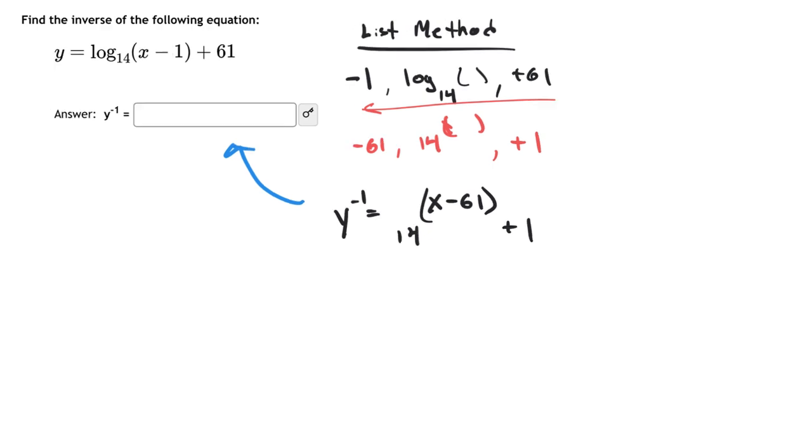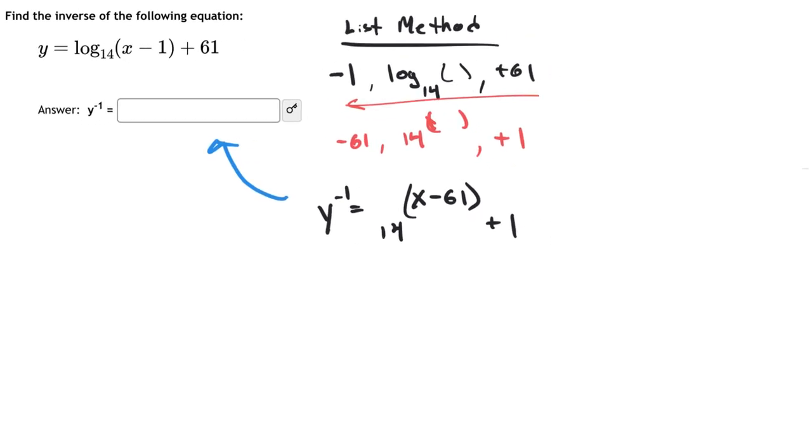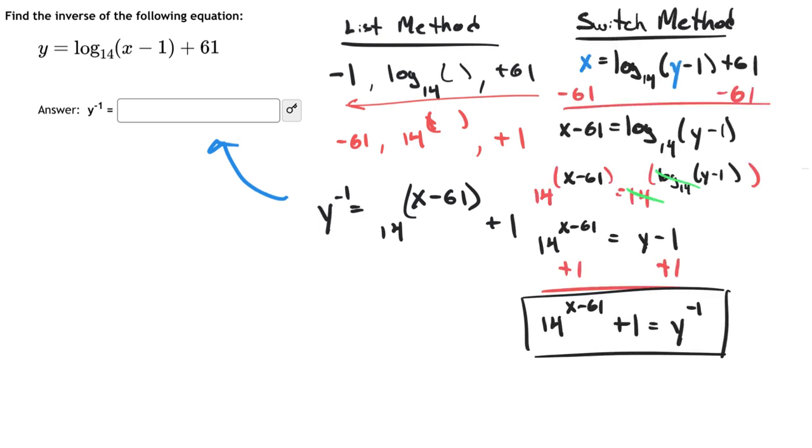We have also mentioned the list method, right? Your other method that we have is the switch method. So if I'm going to make a line here so you can see the two different methods, you switch your x and y, because we know that happens when you're switching over to your inverse, and then you just solve by undoing. So you want to get your y alone, so you're going to subtract 61 first.